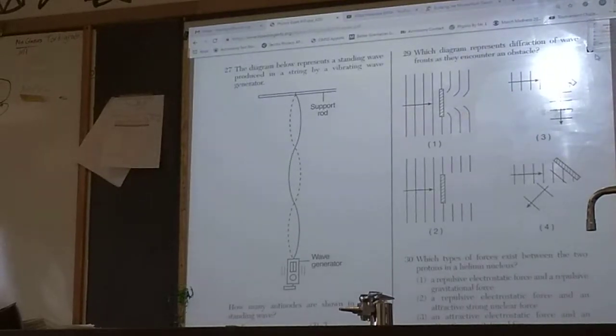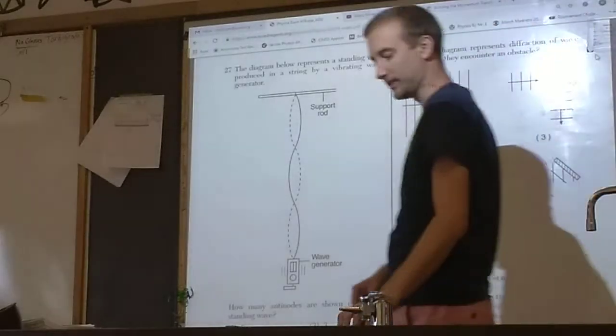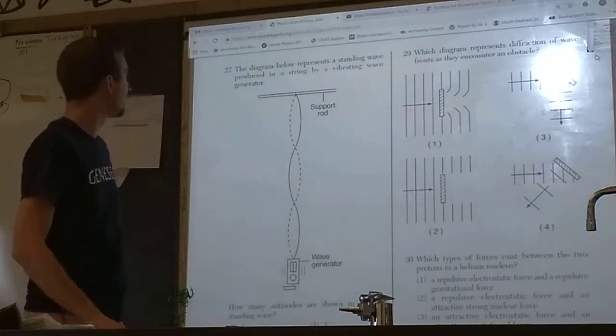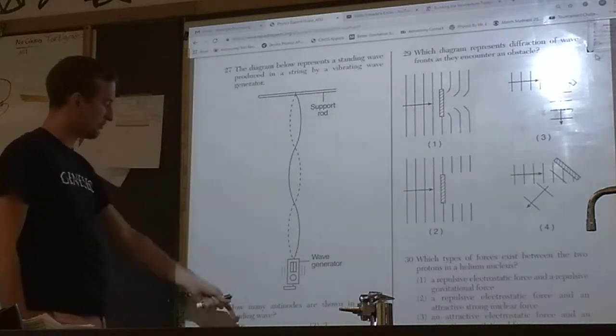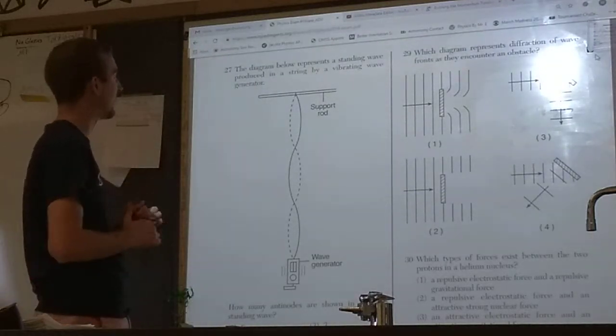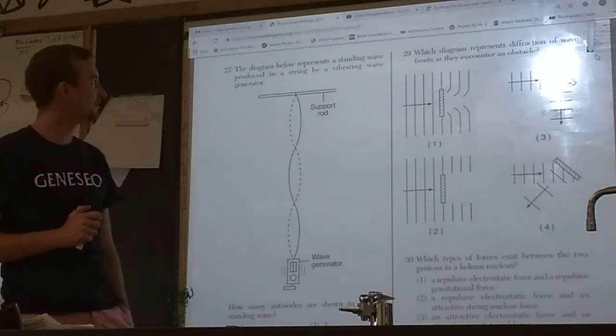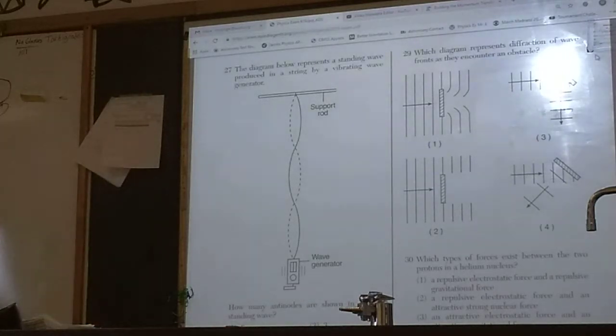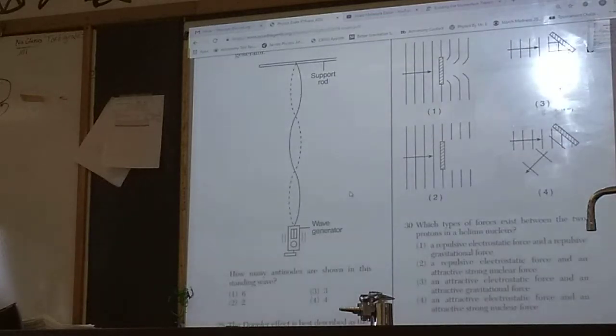Okay, here we go with our last part, part 4 of part A of the 2019 Physics Regents. Get to the right page. Okay, first question, big, huge picture here, so I'm going to scroll down after reading this. The diagram below represents a standing wave produced in a string by a vibrating wave generator. How many antinodes are shown in this standing wave?